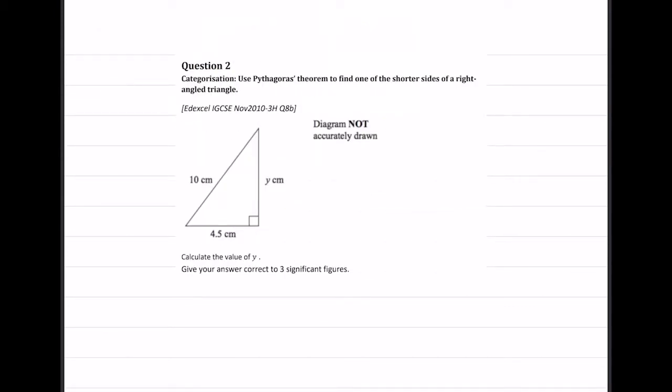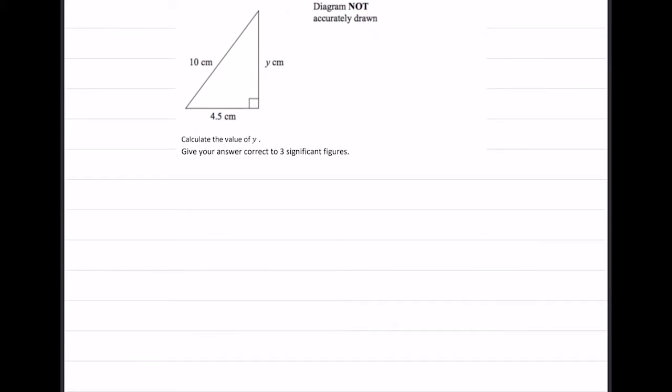Next question. We have a right angled triangle given to us, and it says calculate the value of y. Give your answer correct to 3 significant figures. So we're going to round to 3 significant figures. So we have y. We can see that y is not the hypotenuse of this triangle, which means that it's one of the shorter sides.